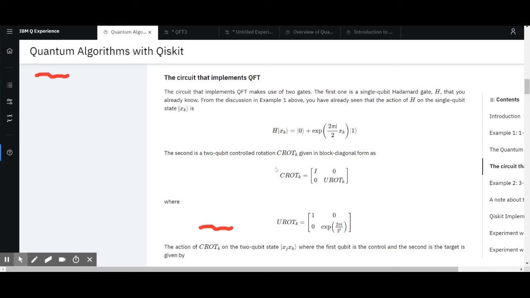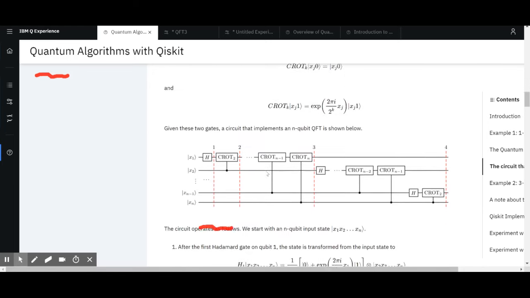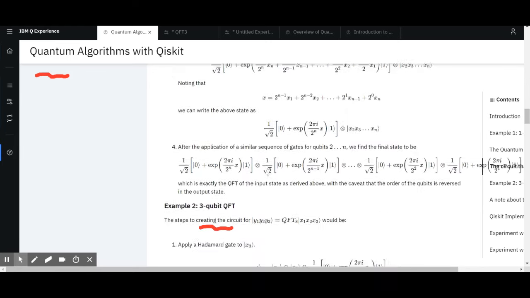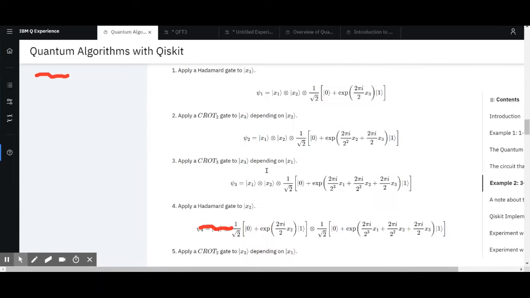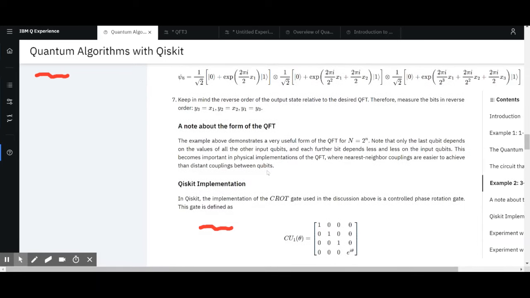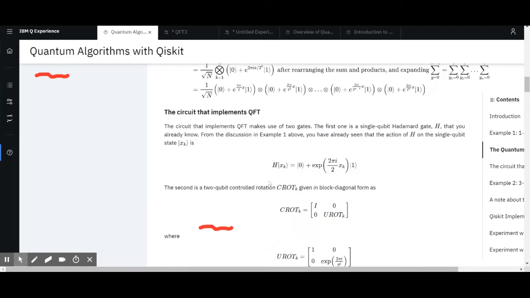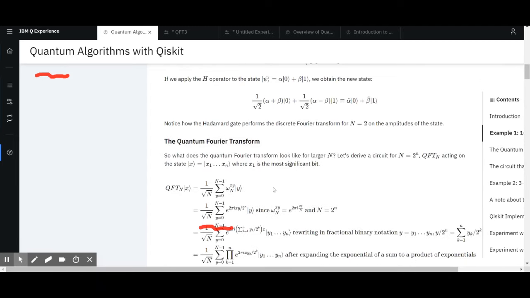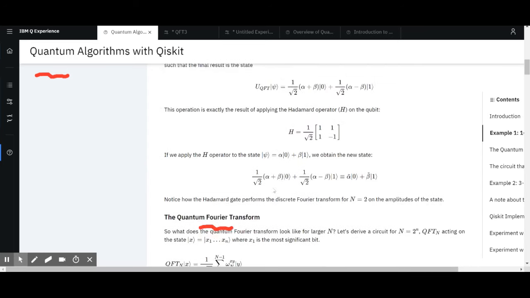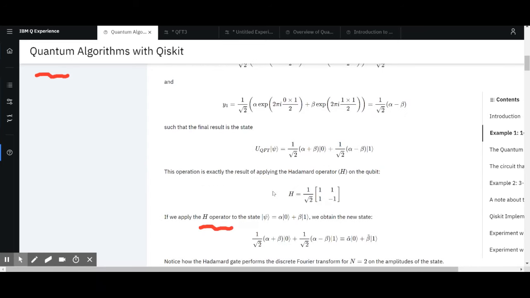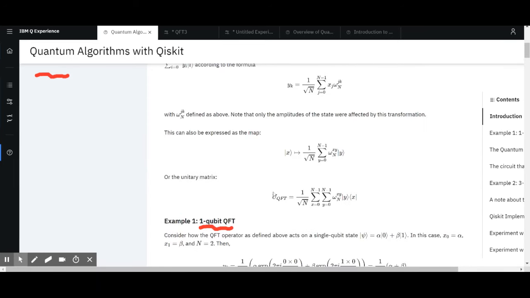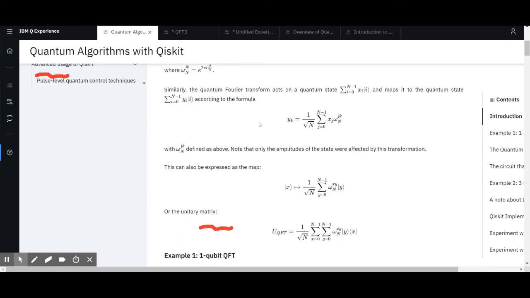So stay tuned for the next video. I think this is definitely going to be an interesting one. But this is my understanding first, that basically what we're trying to do with QFT is understand what the original state was made of. Maybe, I don't know, that's my current understanding. Perfect.